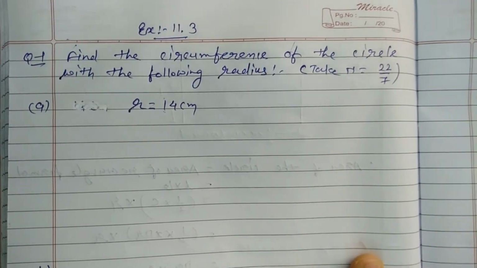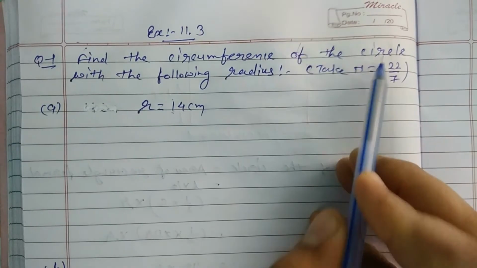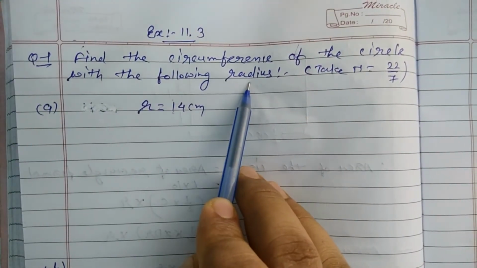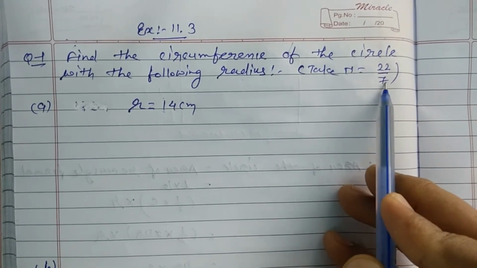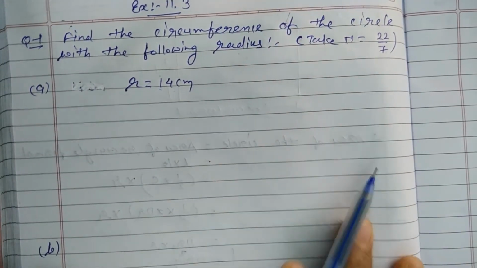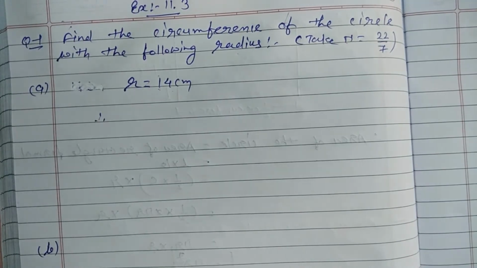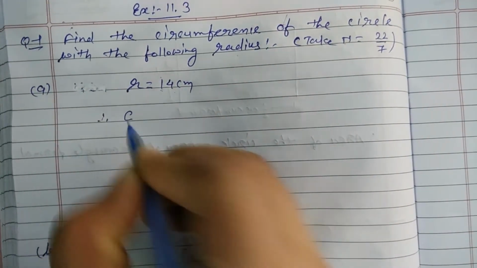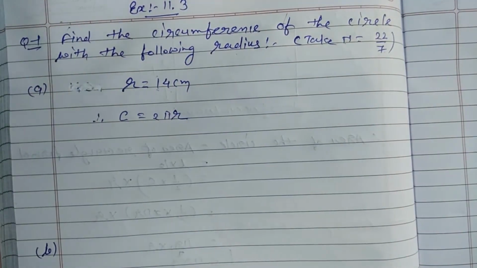Exercise 11.3, question 1. Find the circumference of the circle with the following radius. Here we have to take pi equal to 22 divided by 7. A: r is equal to 14 centimeter. We have to find the circumference. What is the formula for circumference? Circumference, here we will write capital C, is equal to 2 pi r.